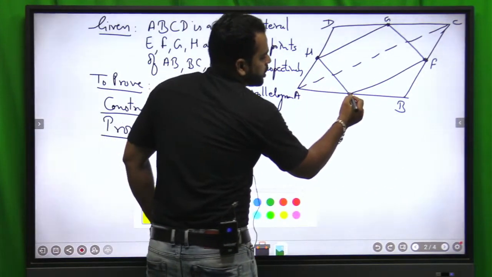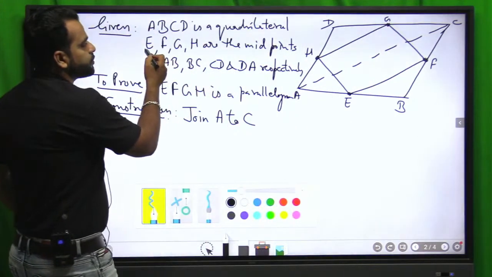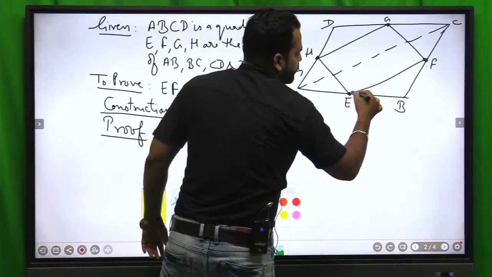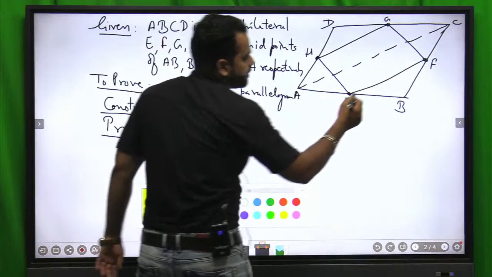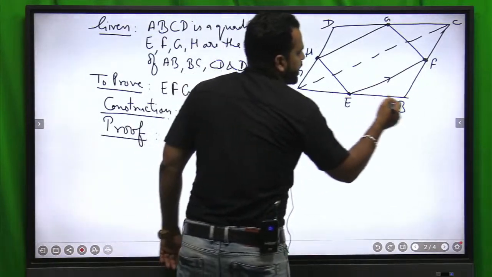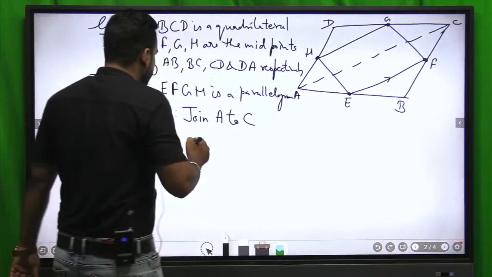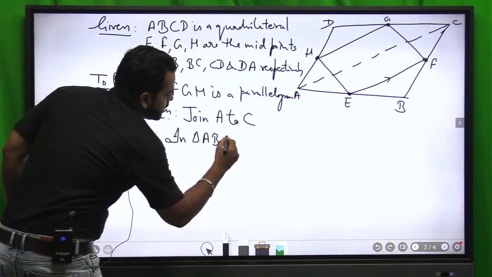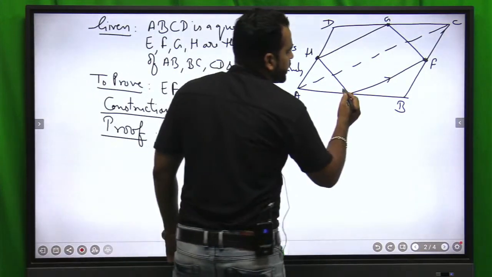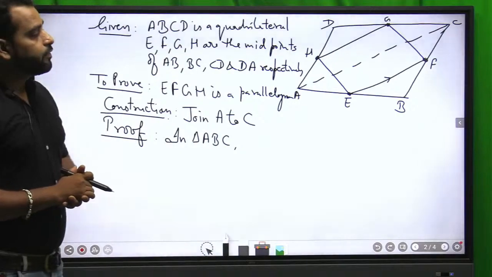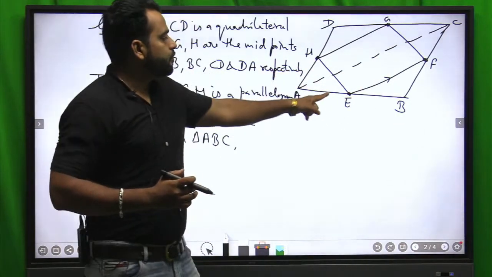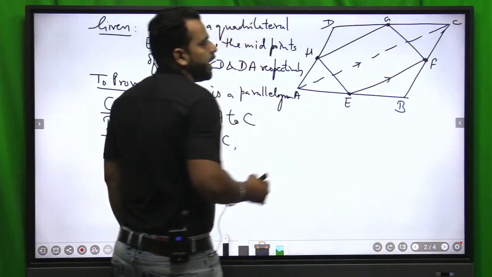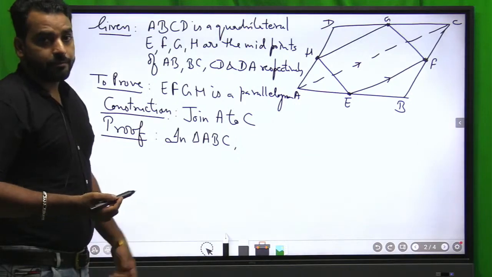Here we can say that E, F, G, H are the midpoints, as it is written in the question. If these are the midpoints, then we join them. In triangle ABC, E and F are the midpoints of the sides AB and BC. When we join them, the segment is automatically parallel to and half of the diagonal, because of the midpoint theorem.